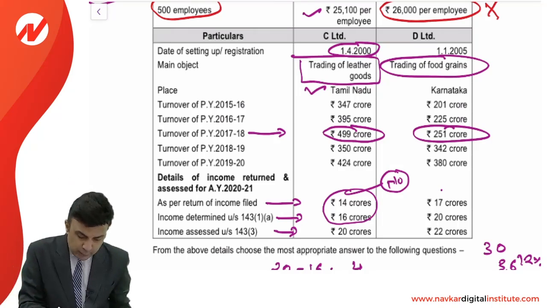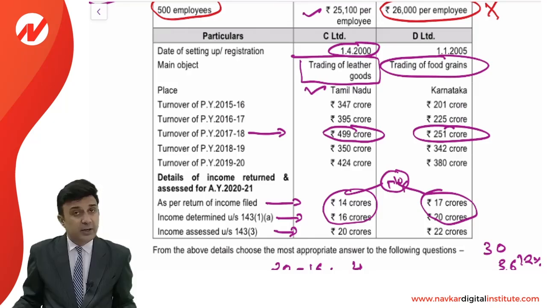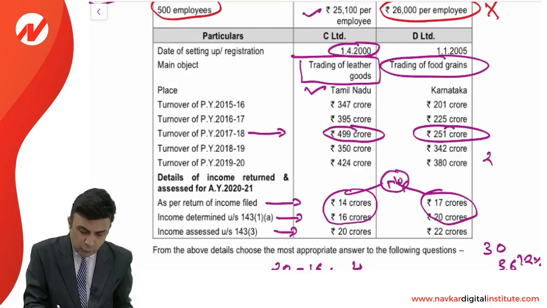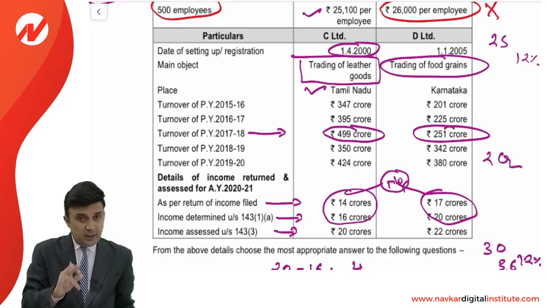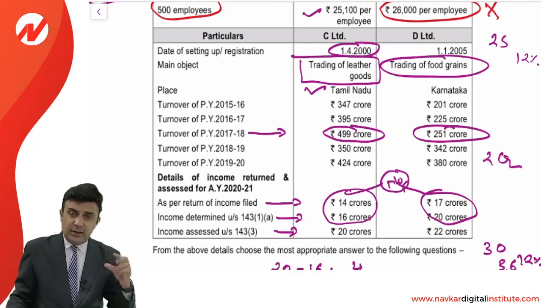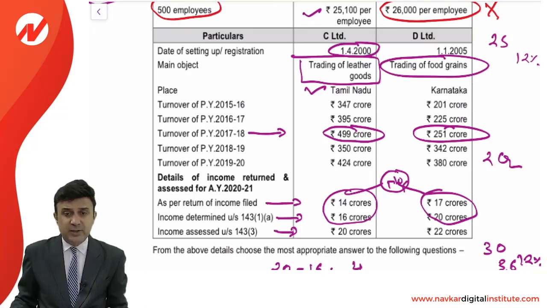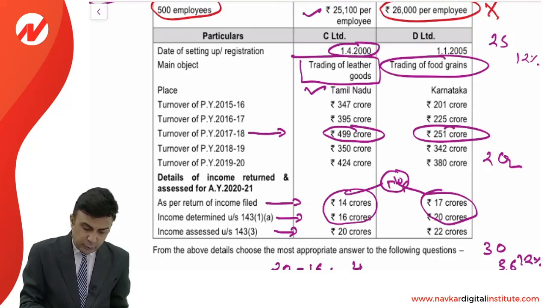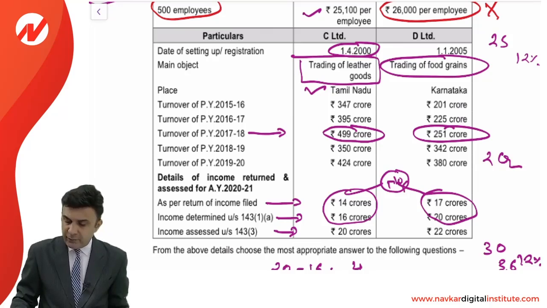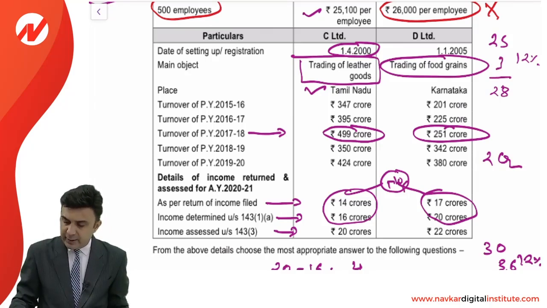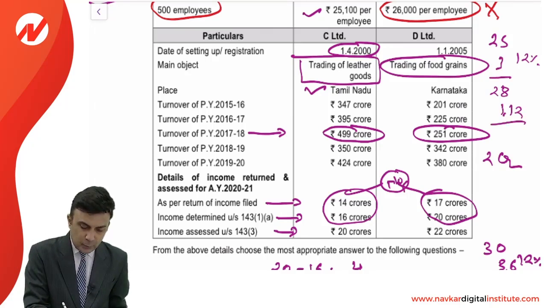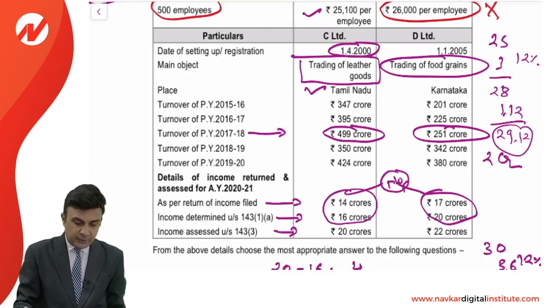Now the penalty won't be leviable on the difference between returned income and 143(1). The penalty will be leviable only on 2 crore rupees. Now on 2 crore rupees your tax payable will be at the rate of 25%. I made a slight mistake earlier: as the income exceeds 10 crore, the surcharge rate was 12%. So here also, as income exceeds 10 crore, surcharge on 25% will be at the rate of 12%. That would be 3, making 28, and on 28, 4% cess will be 1.12. So your tax would be at the rate of 29.12%.